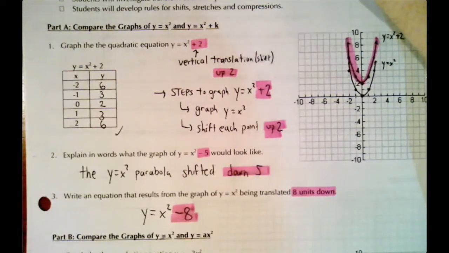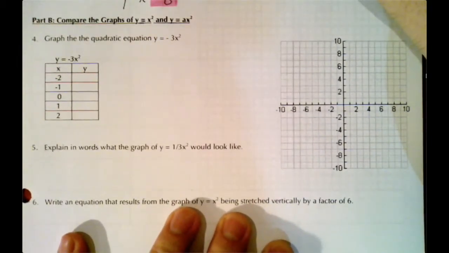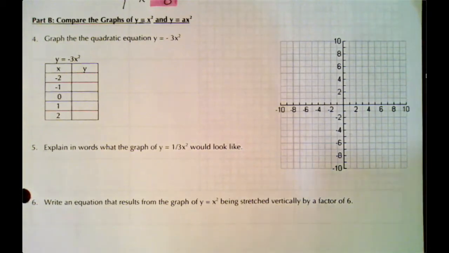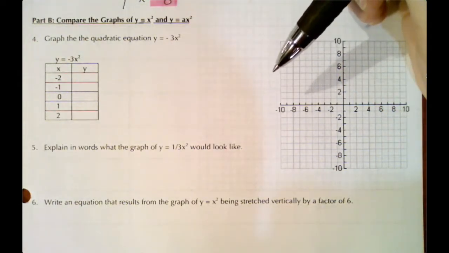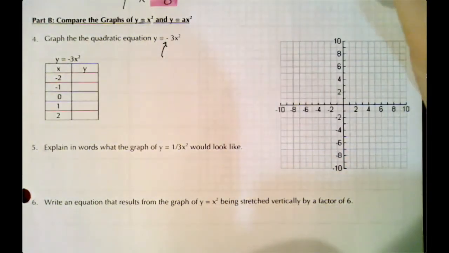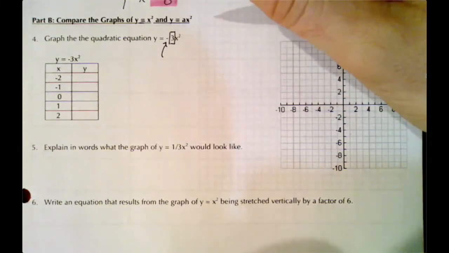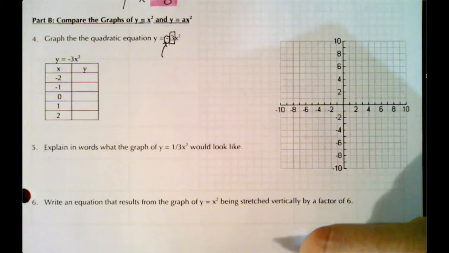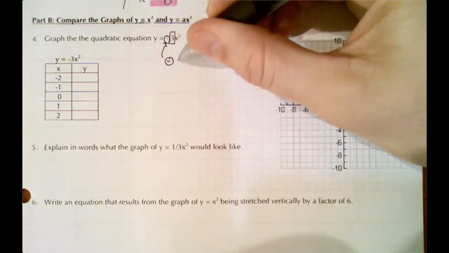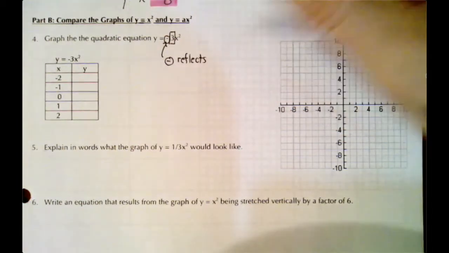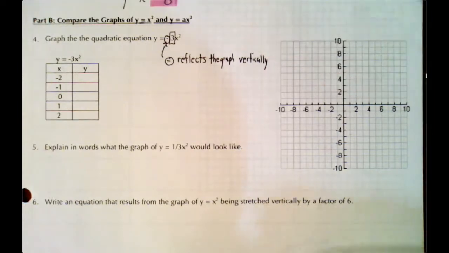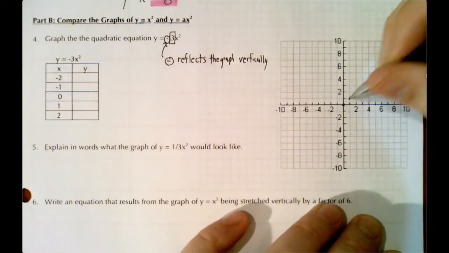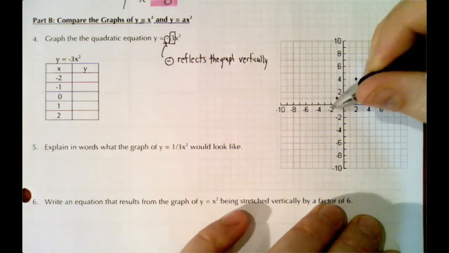In part B of the investigation, we looked at A values. So this one has got y equals negative 3 x squared. Well, this has got two parts here, a negative sign and a 3. The negative does something and 3 does something. The negative reflects the graph vertically. It turns it from a smile to a frown. Remember y equals x squared? Let's graph it. 0, 0, 1, 1, 2, 4, negative 1, 1, negative 2, 4.